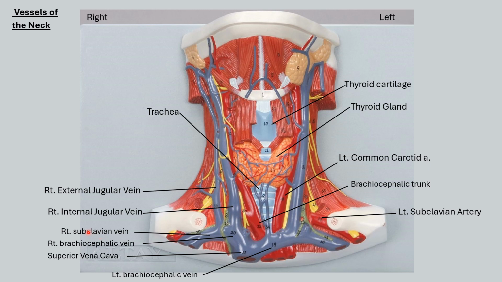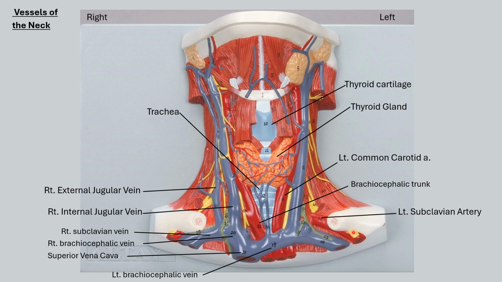And then this, if I go here, is the right subclavian vein. This is the right internal jugular vein. This is the right external jugular vein. Internal jugular vein, external jugular vein. Okay. Now let's go to the arteries.